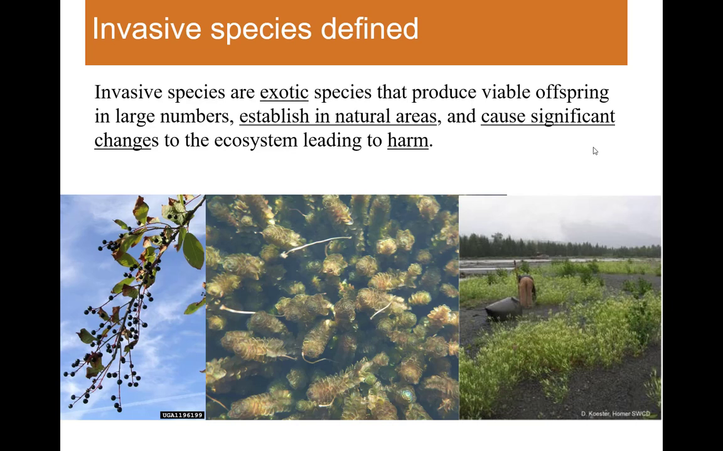Invasive species are another big cause of loss of biodiversity in the world. And invasive species, when we define them, they're exotic species. They produce viable offspring in large numbers. They establish themselves in natural areas, and then they cause significant changes to the ecosystems that lead to some sort of harm. These are some plant examples. I'm an invasive plant specialist. These are European bird cherry on the left, a common water weed in the middle, which is Alaska's only aquatic invasive species, and then white sweet clover on the right.